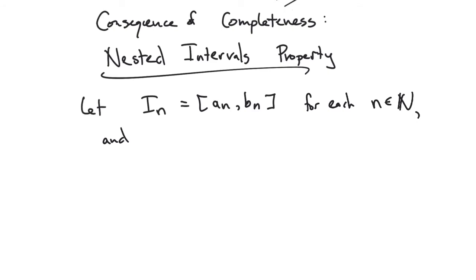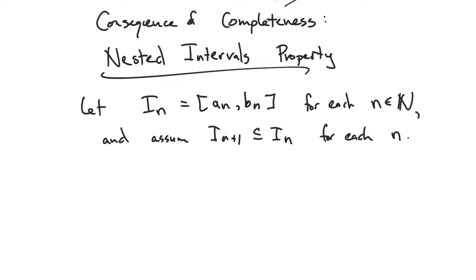We are also going to assume they are nested, and what I mean by that is assume that I(n+1) is a subset of In for each n. So that means, for instance, if you read this with n equals 1, it says I2 is a subset of I1. And similarly, I3 will be a subset of I2. So the biggest one of all is I1.